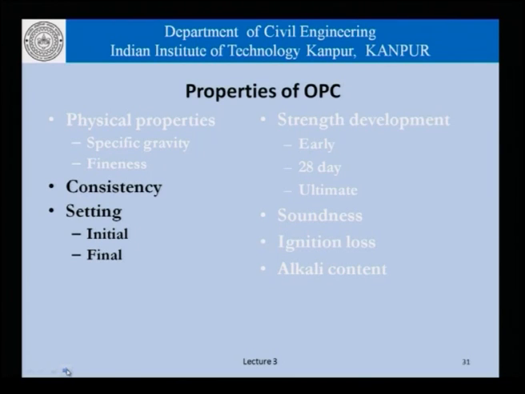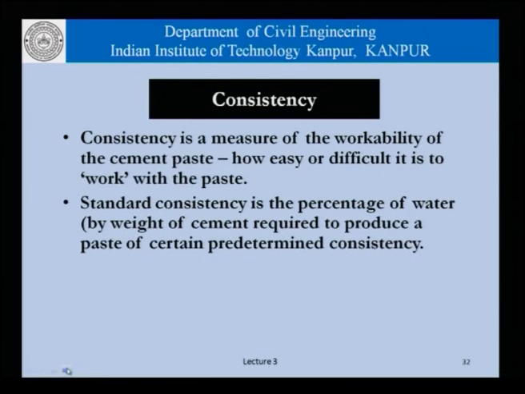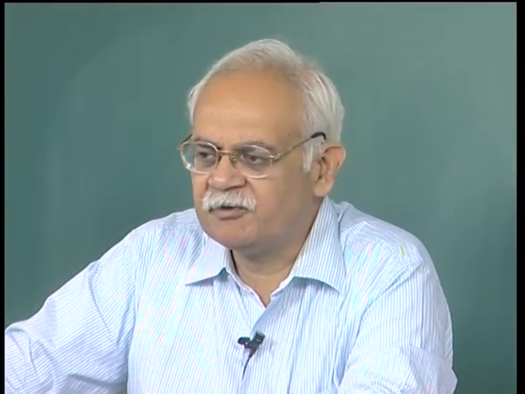Now, coming to the consistency and the initial and final setting times, which are also important properties of the cement. What is consistency? Consistency is a measure of the workability of the cement paste. Workability means how easy or how difficult it is to work with a paste. What does it mean? How do we relate to it? If we mix very little water with cement, it will be very difficult for the paste to take the shape that we want it to take.